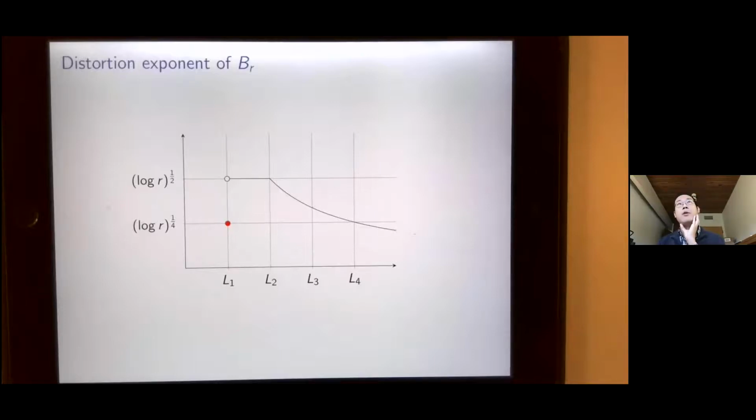We're not really snowflaking by 1/2. I think if you want to do this using the Assaf embedding theorem, you end up snowflaking by something like 1 minus 1 over log r, or 1 over root log r. You end up snowflaking by 1 minus 1 over log r.